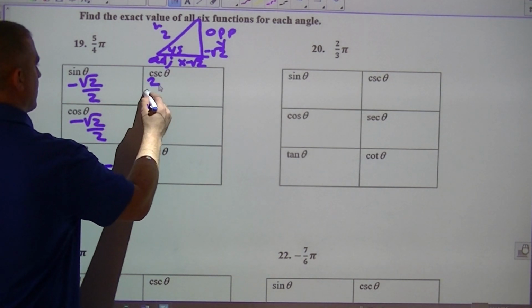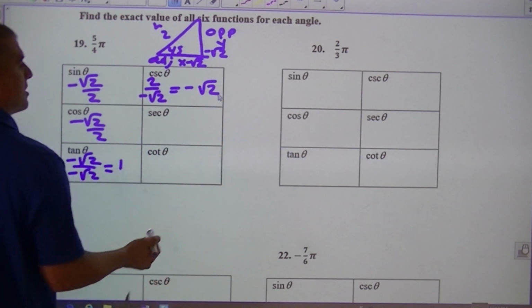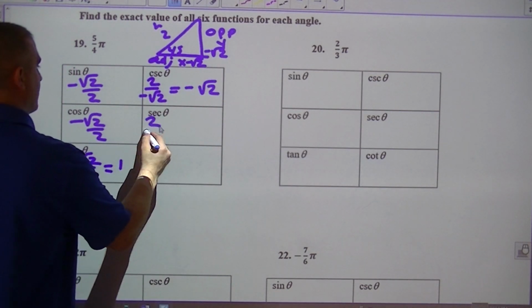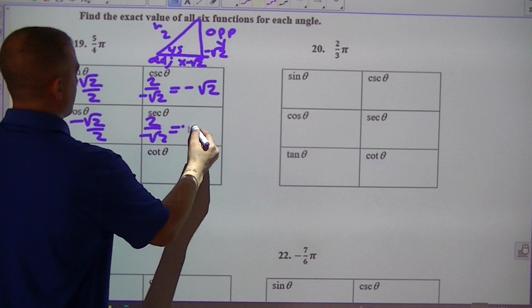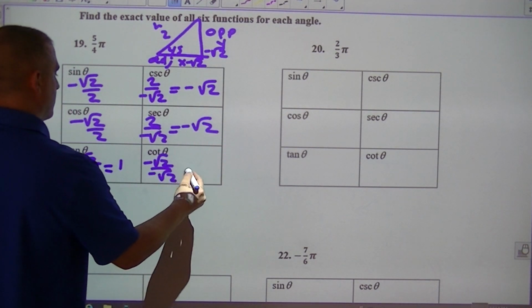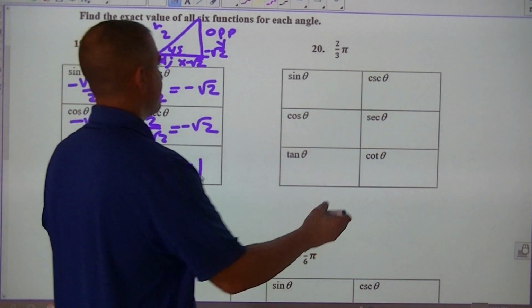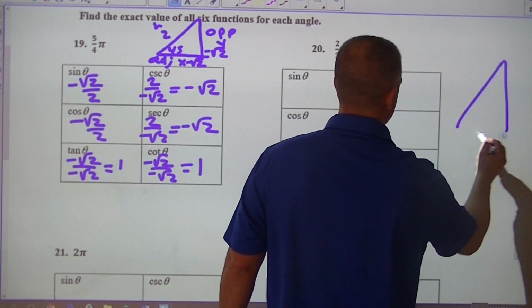Cosecant will be 2 over negative square root of 2, and we know that that will turn into negative square root of 2. We went through the math earlier on that. Same thing for this one, it would also be the negative square root of 2. Negative square root of 2 over negative square root of 2 is still 1. Alright, 2/3. We'll do that triangle here.